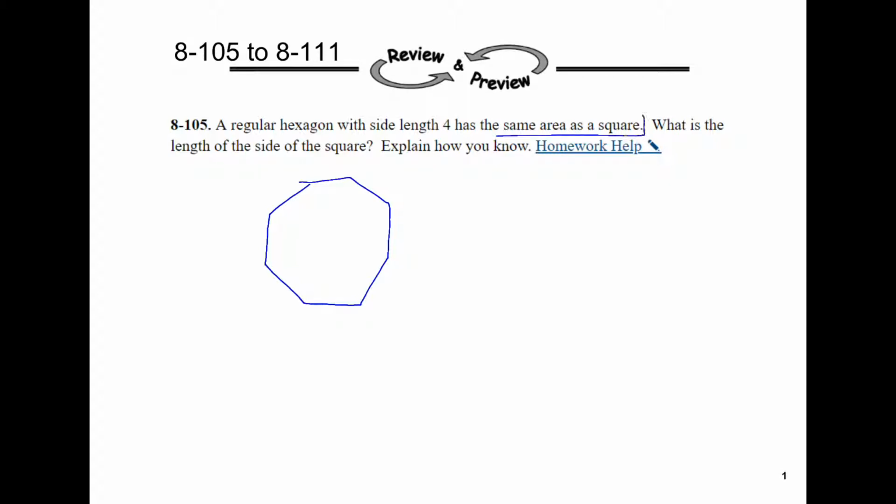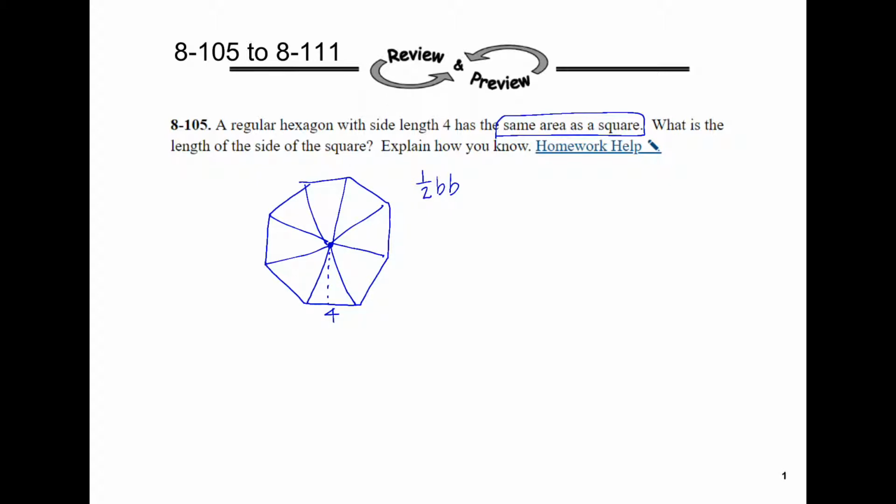So we know that they both have the same area. So if our hexagon has a side length of 4, the first thing we need to find is the area of our regular polygon. I know that my hexagon has 6 sides, which also has 6 smaller triangles inside of it. I can find the area of a triangle by 1/2 base times height. I know the base of my triangle, but I don't yet know the height.